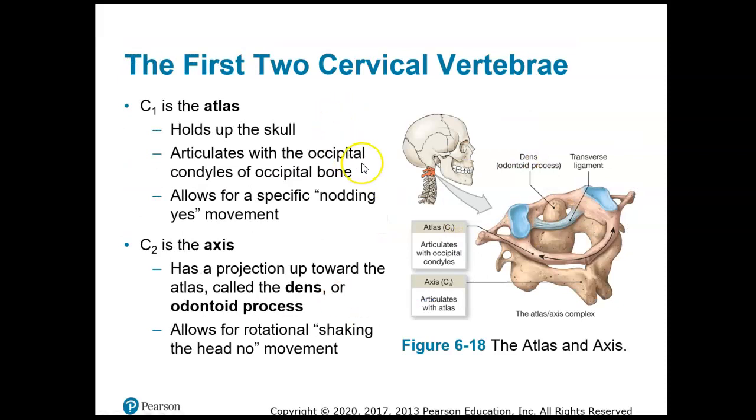Also know that the first two cervical vertebrae are called the atlas and the axis, and together they allow you to shake your head no. But the articulation between the atlas, which is C1, this one here, and the occipital bone is what allows you to nod your head yes. So nodding yes is the atlas and the occipital bone, and shaking no is the atlas and the axis.